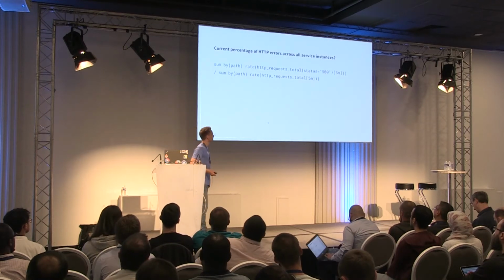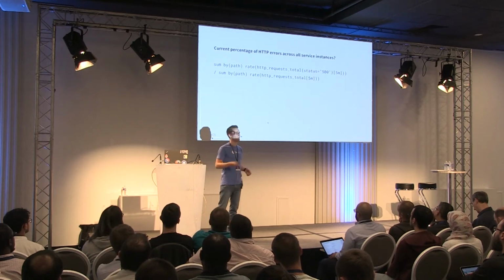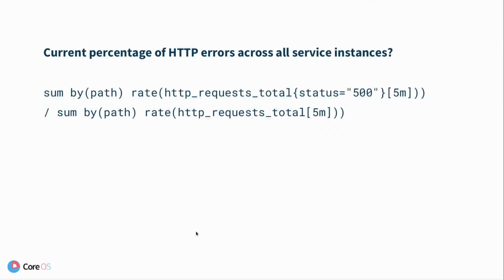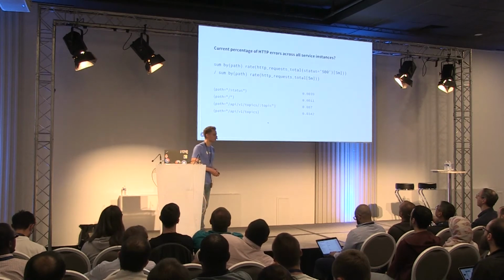So what we do is we sum by path. That's the endpoint path of our API. And we do a rate over HTTP requests, filter it by status 500, so the ones that didn't succeed, and do that over the last 5 minutes. And we divide that by the same thing, but just not filtered by the 500 errors. And what Prometheus returns us here is just a simple result.